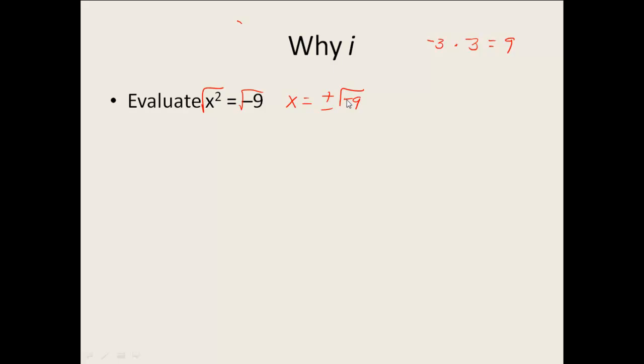So in order to take care of this problem, we have introduced a new kind of number. It's called an imaginary unit, and we let i represent this imaginary unit. i is actually equal to the square root of negative 1. So go ahead and put a star by that, because that's going to be a big deal. We're going to use that a lot as we go on.